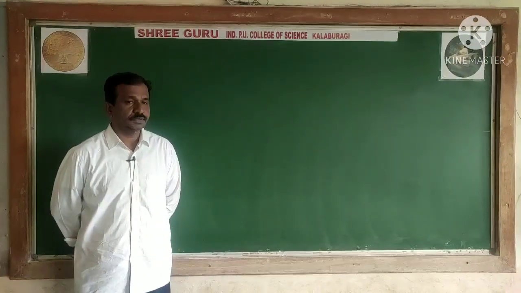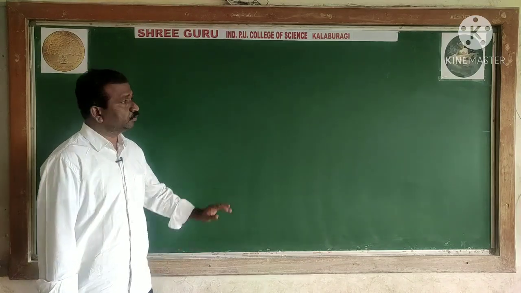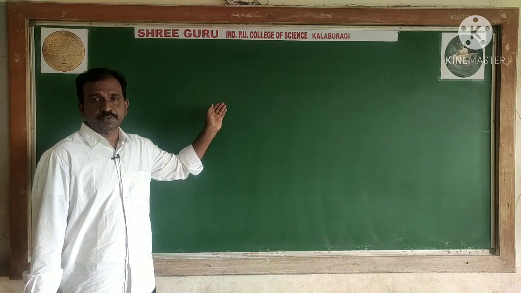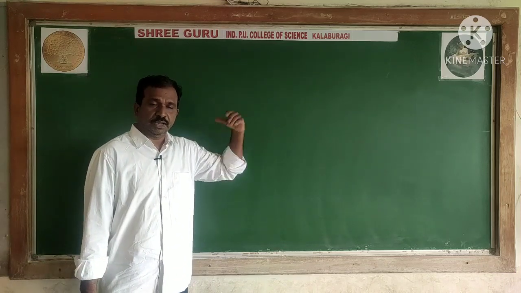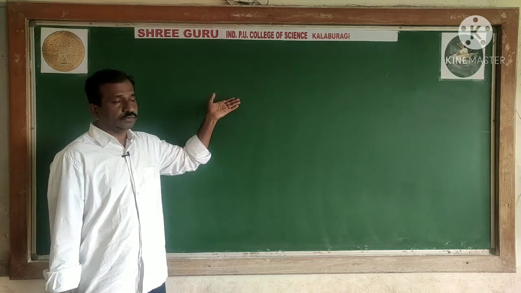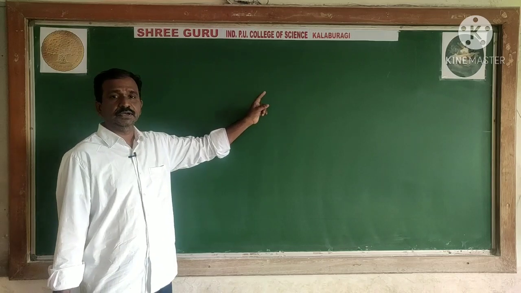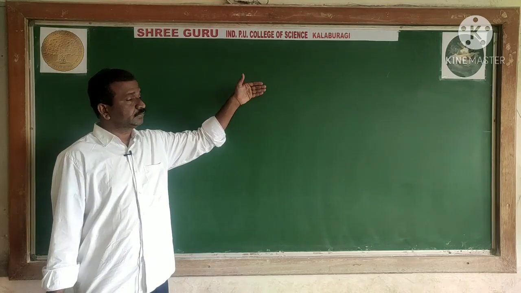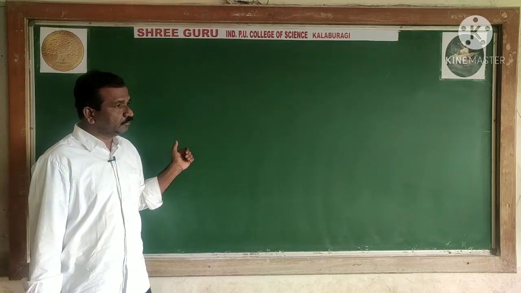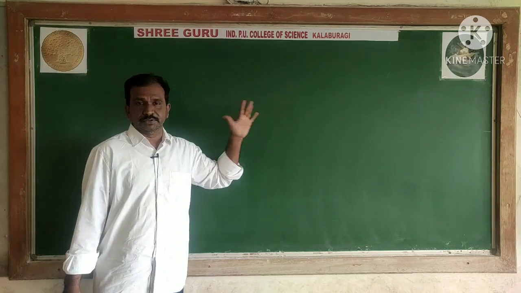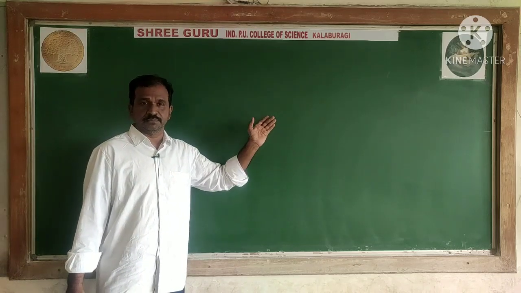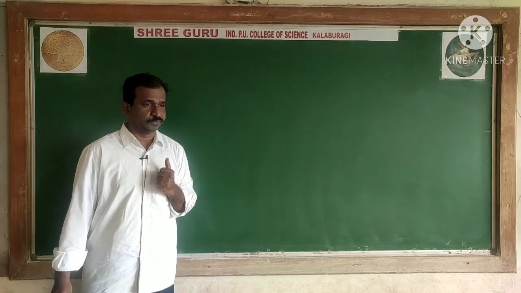Hello students, in the previous class we have studied about the general characteristics of living organisms, comparing them with the non-living things. That is what we have studied in two videos. Apart from that, in the previous video we have discussed the diversity in the living world. In that we discussed an important factor, nomenclature. Nomenclature is nothing but giving scientific names to the organism. That much we have completed in the previous video.